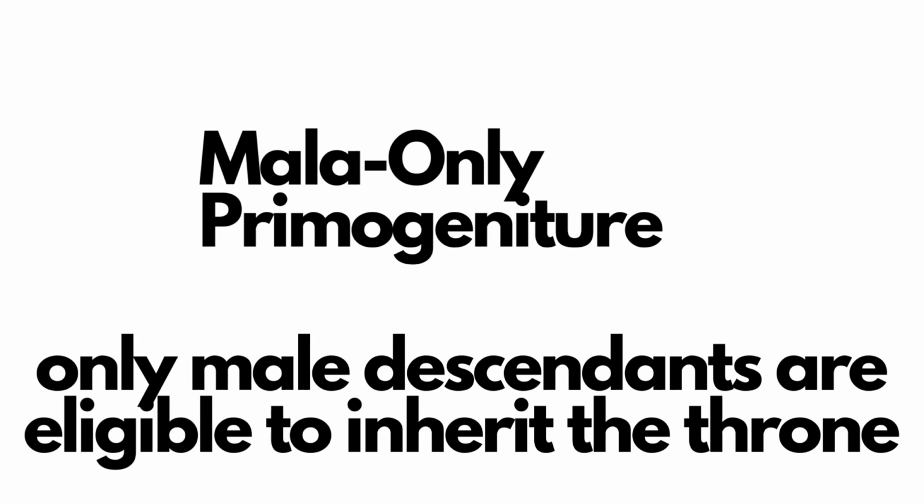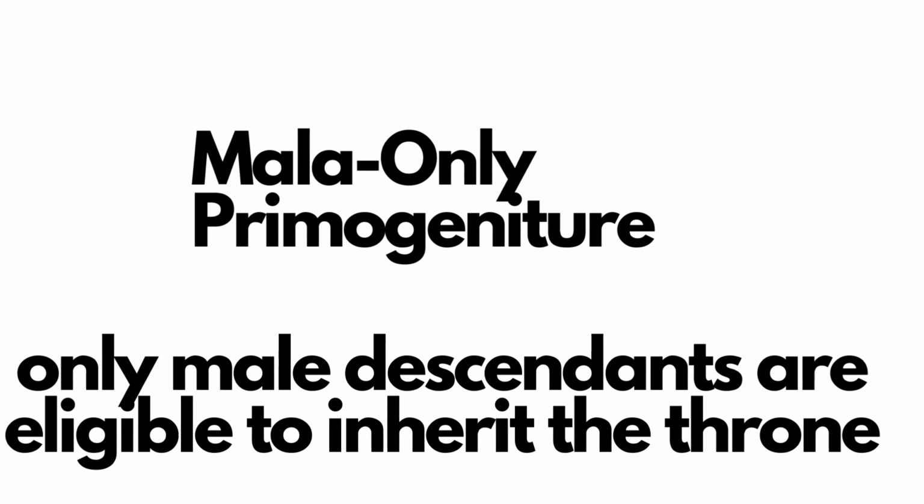Male-only primogeniture is the system where only male descendants of the reigning monarch or royal family are eligible to inherit the throne. This model is used in Japan, where the Chrysanthemum Throne can only be occupied by male members of the imperial family. The Imperial Household Law of 1947 governs the succession process in Japan, but there have been discussions about potentially revising the law due to concerns about the limited number of eligible male heirs.